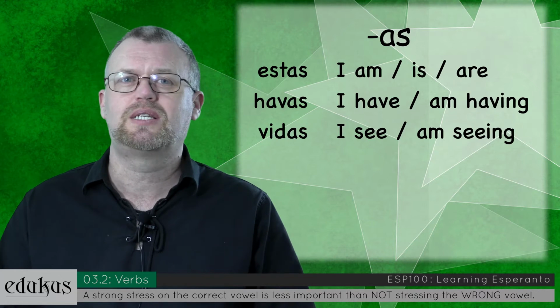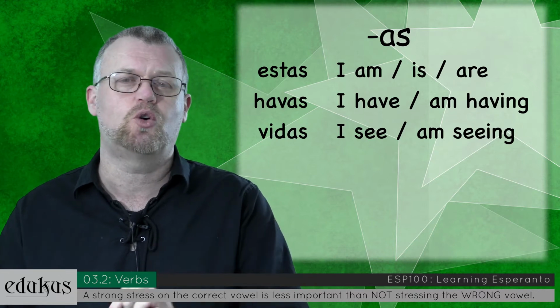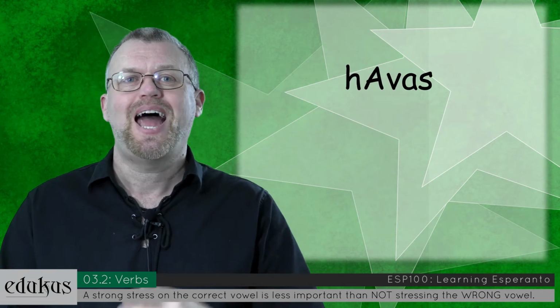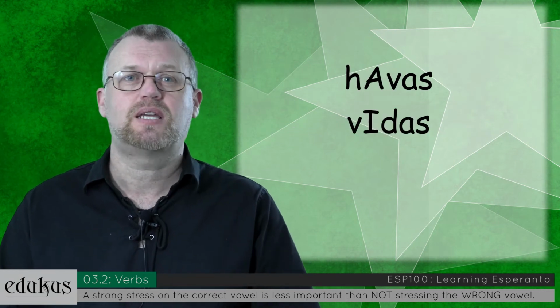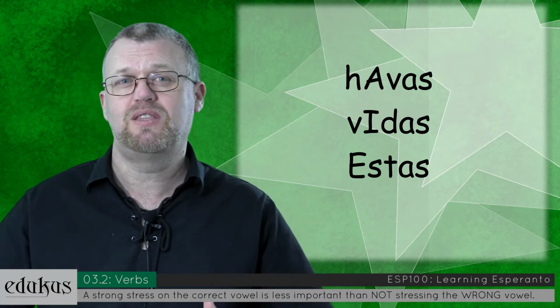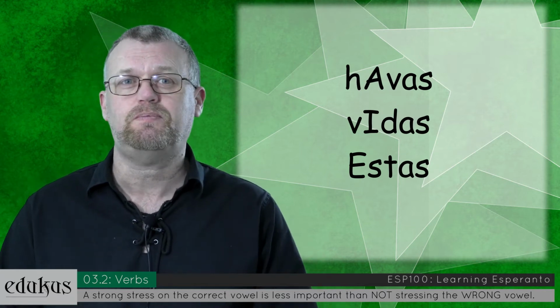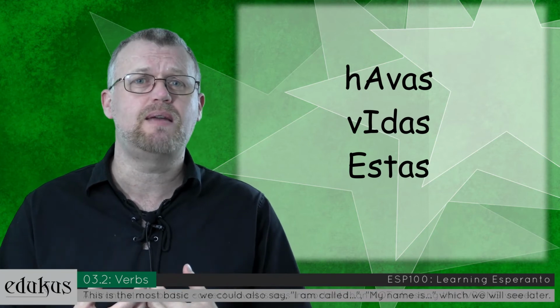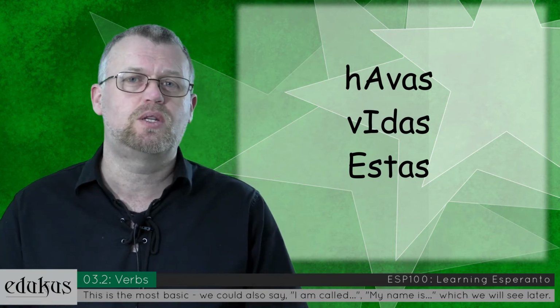In all of these cases, listen to where we stress Esperanto words. The penultimate or second to the last vowel. Havas, vidas and estas. Though of course in the case of estas, that just happens to be the first letter as well. A very simple sentence we could make right now is therefore to say our name in one of the many ways that we can do that.